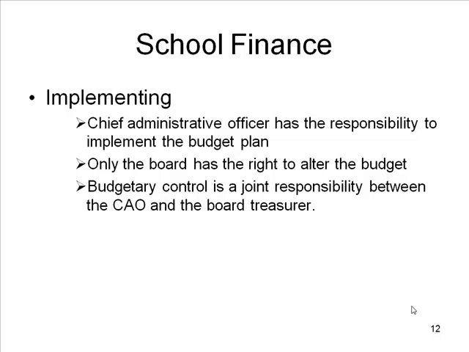Implementing the budget is the chief administrative officer's responsibility. This would be, again, the director, CAO, superintendent, whatever title an academy gives to their person in charge, who has the responsibility to implement the budget plan and to see that it is carried out according to the board's adoption. Only the board has the right, and again, this is the full board, not one individual but a majority of the board, to alter the budget. Budgetary control is a joint responsibility between the chief administrative officer and the board treasurer, and other board members secondarily.